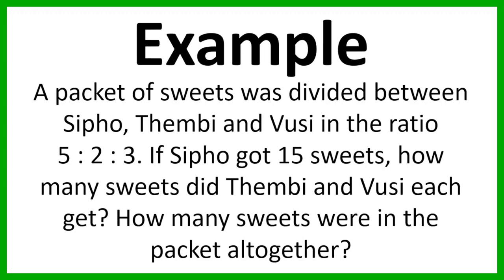Okay, so in this case, it's different because here we have not been given the total, we've been given the amount that one person from that ratio has. We've been told how many Sipho has. So we're going to have to behave a little bit differently in our calculation, although it is going to be largely the same concept as what we did in the previous examples.